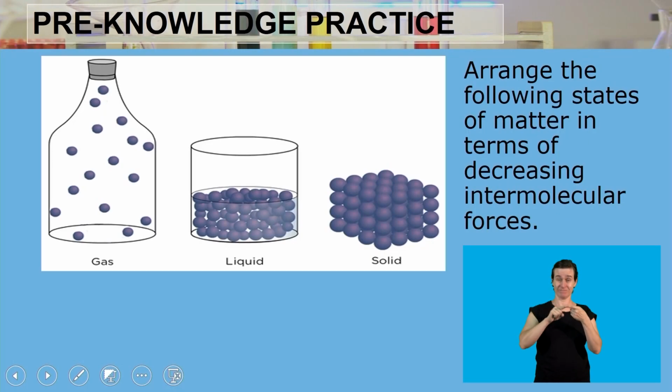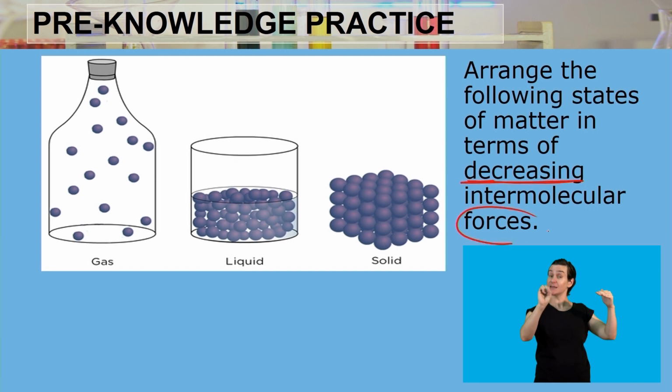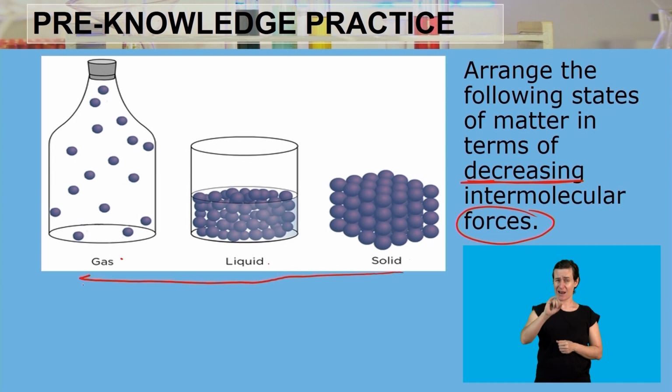So with what we know, can we answer the following question? The question says, arrange the following states of matter in terms of decreasing intermolecular forces. The key word there is decreasing, and remember the forces. So we have gases, liquids, and solids. Now remember that solid particles are held together by strong attractive forces, which is why they are rigid in shape. As you move from the solid to the liquid and then to the gas, the intermolecular forces holding the particles together in a solid become weaker and weaker, hence the particles start to move away from each other.